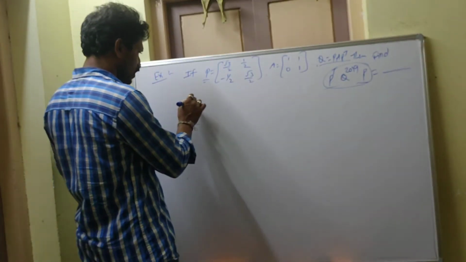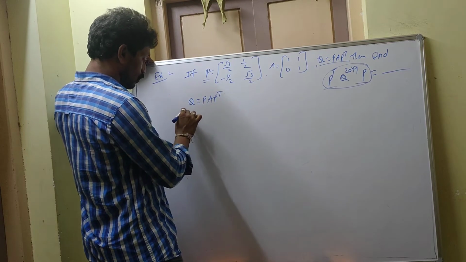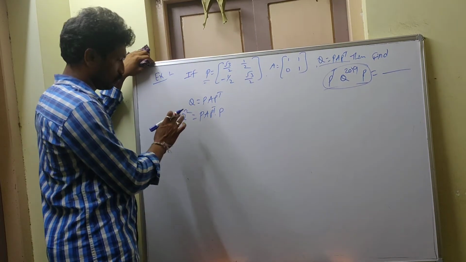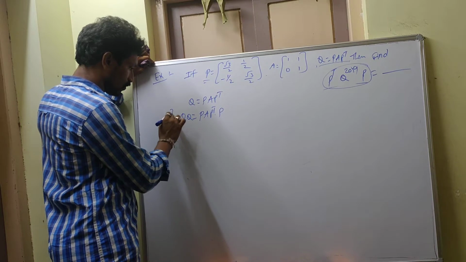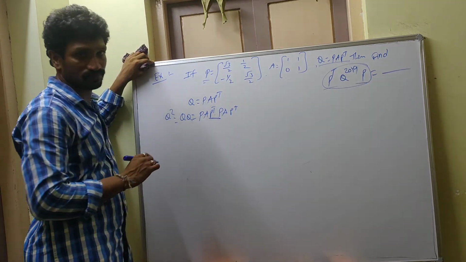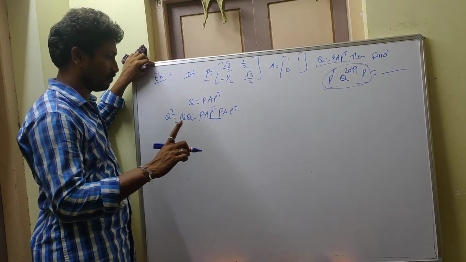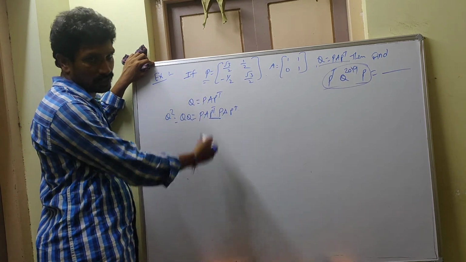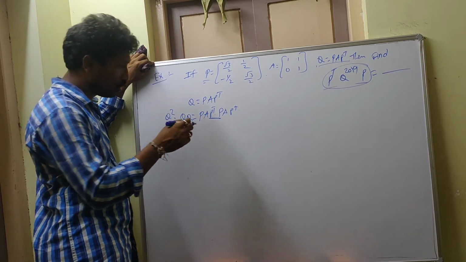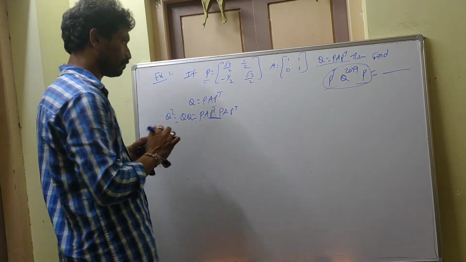Okay. See here, first of all, Q is equal to P A P transpose. Q square is equal to Q into Q. Yes or no? So Q into Q, that is Q square, again P A P transpose. Just to understand, in the middle we have P transpose into P. First of all, we will find out P transpose into P. Then we can simplify Q square. After getting Q square, you can find out Q cube. So here we need P transpose into P. That's why first you find out P transpose into P.